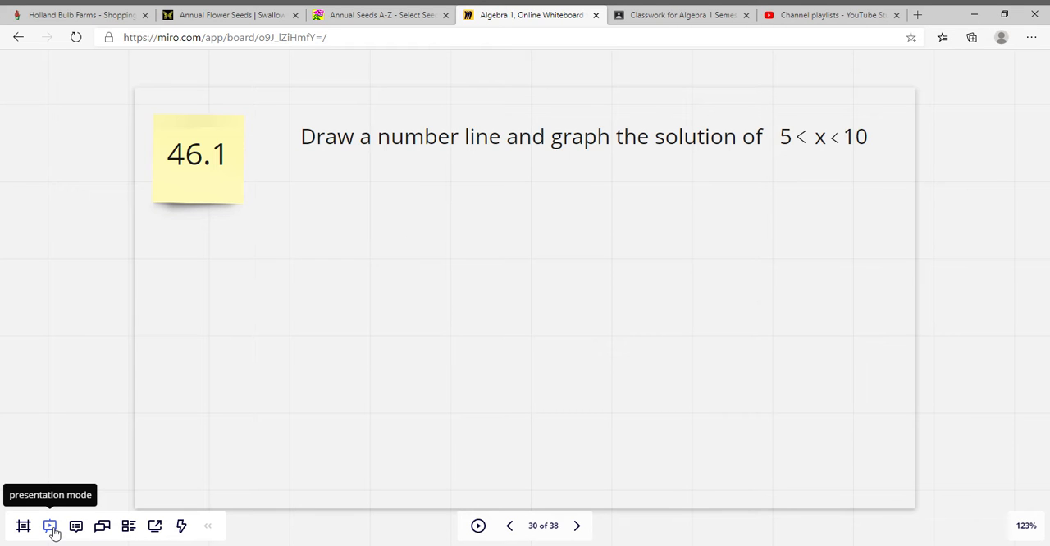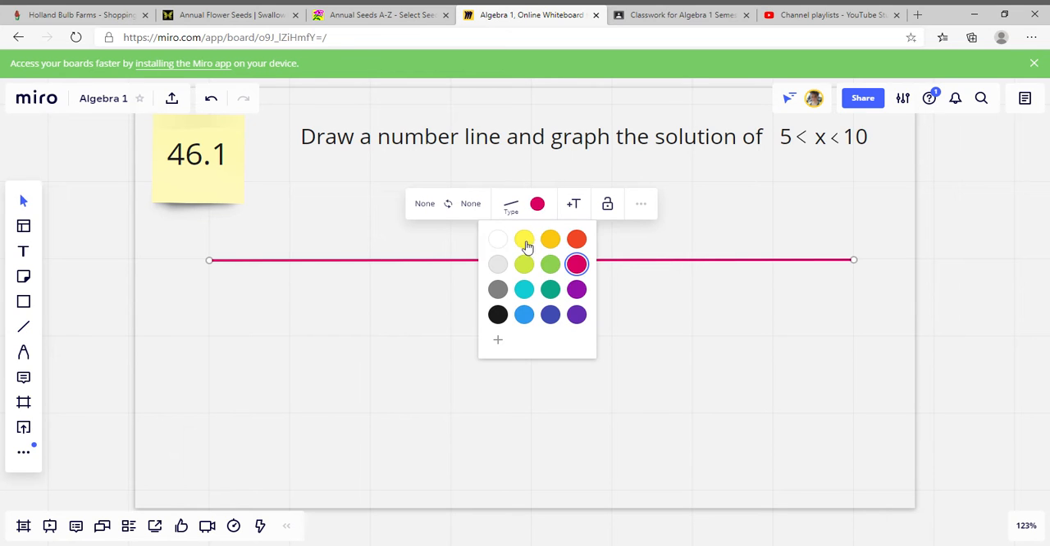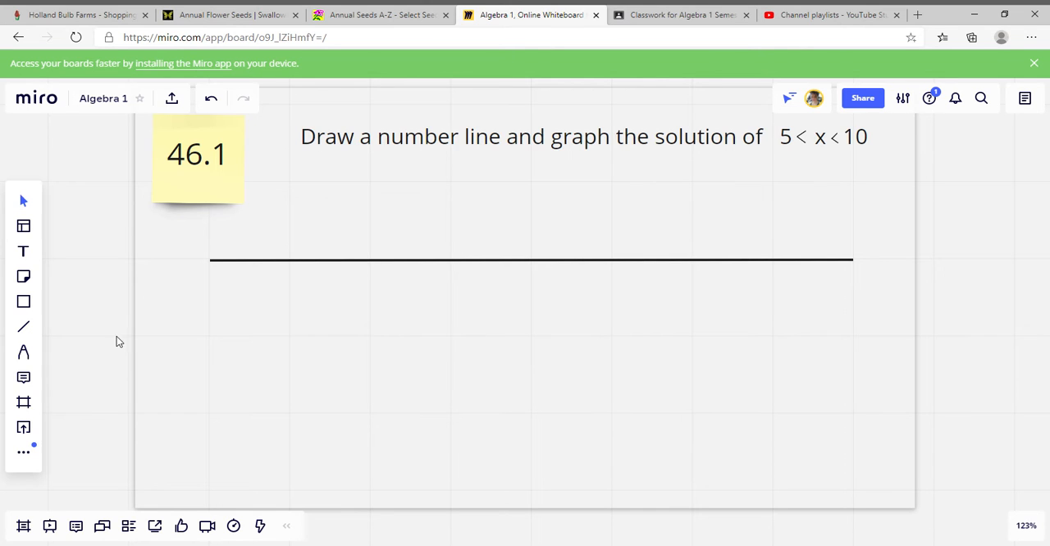So I'm going to draw my number line here. Just going to use this to draw it. And I want that to be black. Here we go. All right, so here's my number line. Draw a number line and graph the solution of 5 is less than x and x is less than 10.